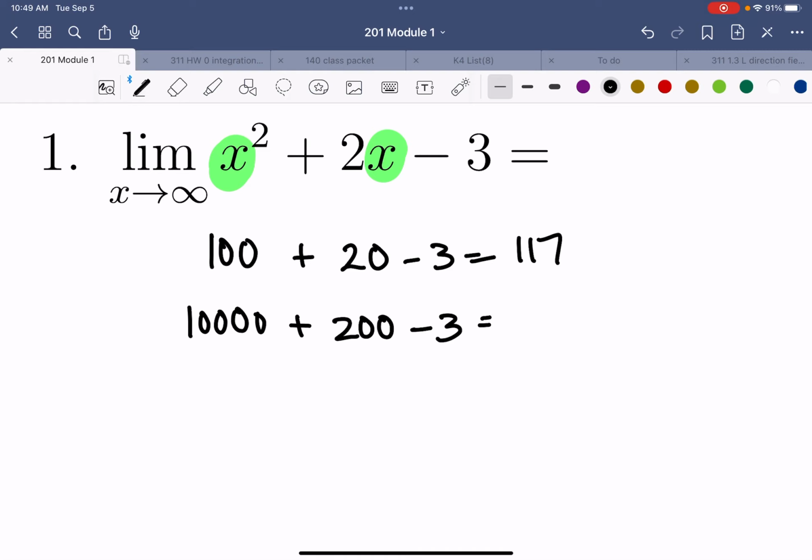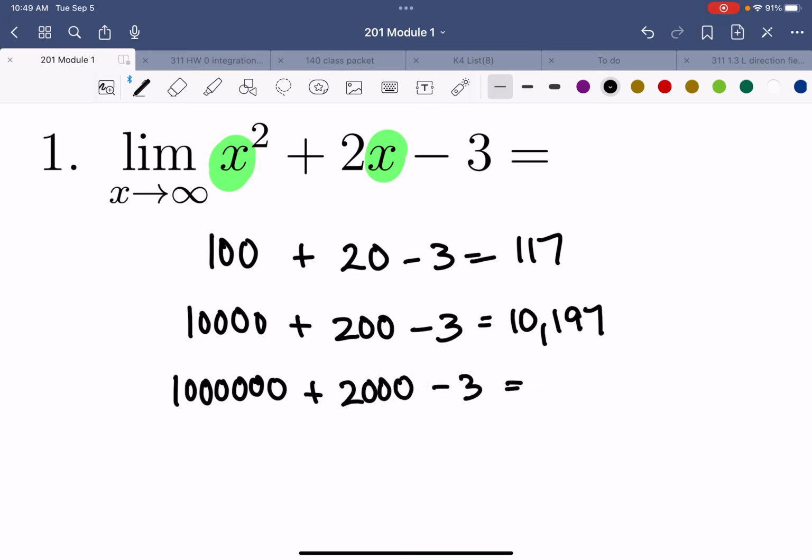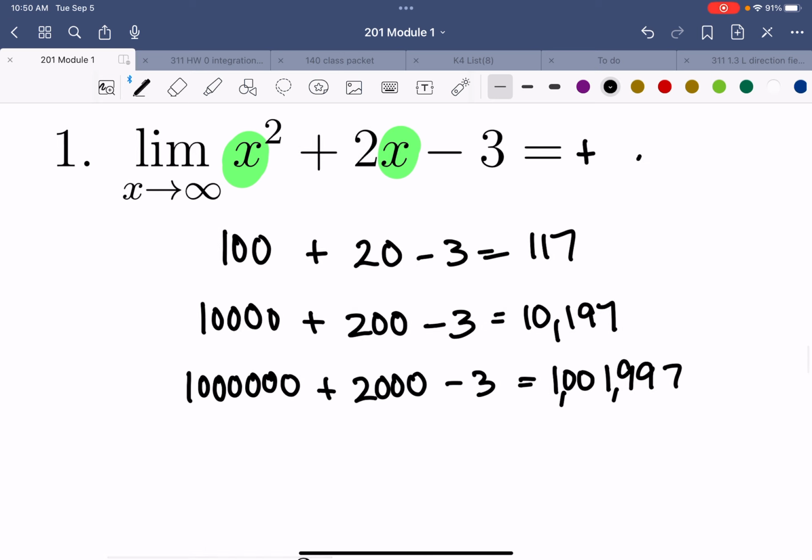But anyway, what we get here is 10,197, right? Getting big quickly. If I plug in 1,000, that's going to give me 1 and 6 zeros plus 2,000 minus 3. And that's going to get larger and larger and larger. So that's going to give us 1,001,997. There we go. And you can see this is going to get really big really quick. So this is going to go off to infinity. So our answer here is going to be positive infinity.